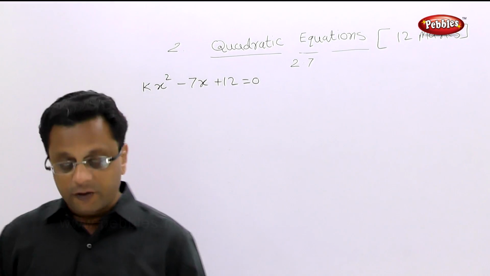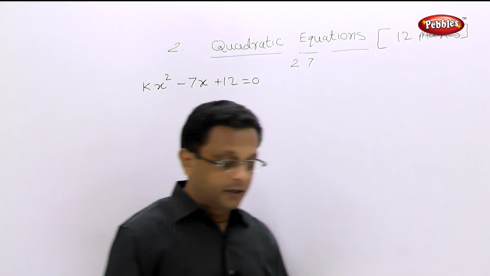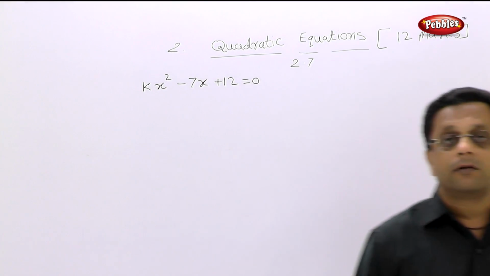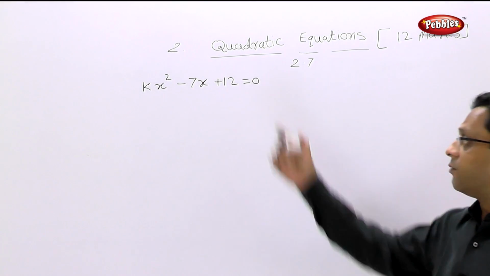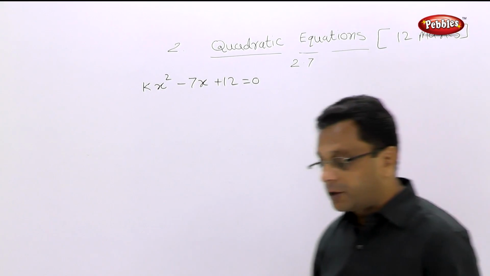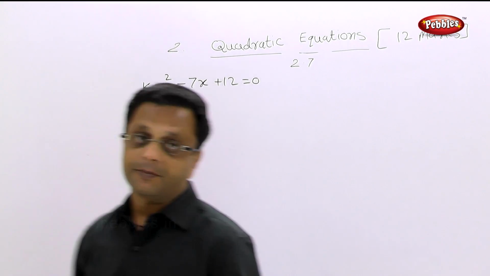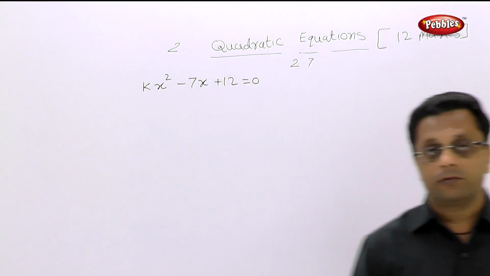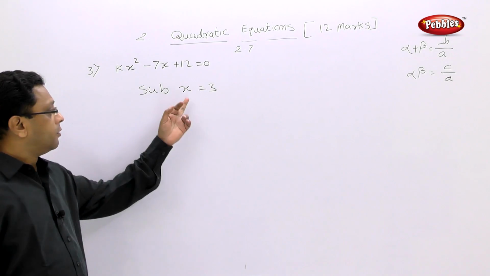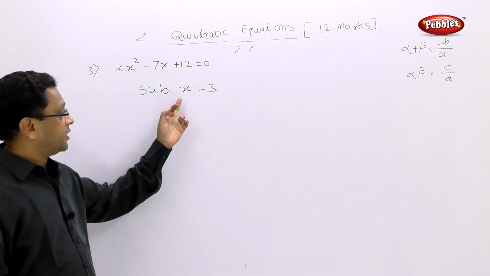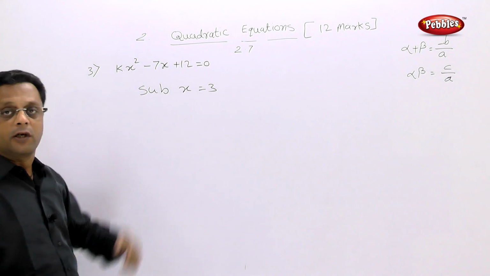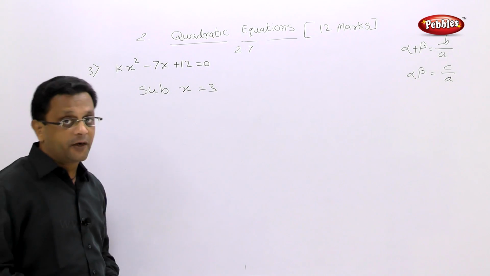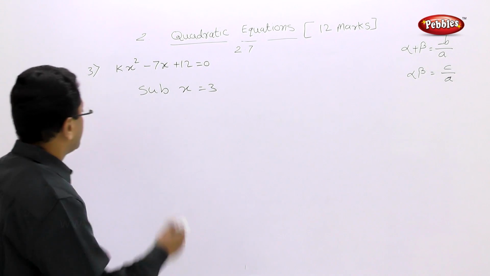If one of the roots of this quadratic equation is 3, then this quadratic equation must satisfy that value. That means if you substitute x equal to 3 in this quadratic equation, it must be true. So let us substitute the value of x, that is x equal to 3, into the given quadratic equation, and it must satisfy this quadratic equation.